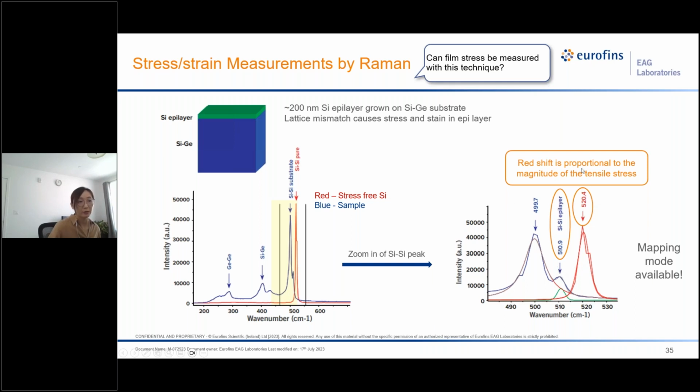And the redshift is actually proportional to the magnitude of the tensile stress in the silicon cap layer. By using equations reported in the literature, we can convert the peak shift in Raman to calculate the amount of stress in the layer. Stress analysis can be performed at specific locations, or it can be performed in a mapping mode, which provides data to show the distribution of the stress throughout your device.